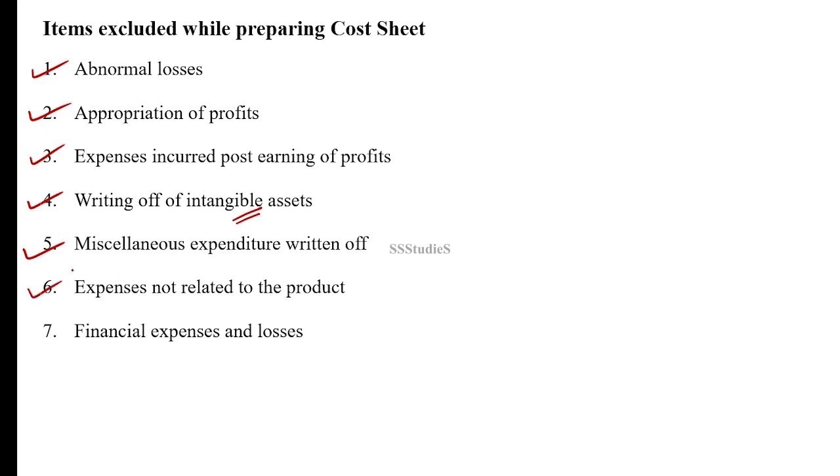We also don't take expenses which are not related to the product. All those expenses that are not related to the product will not be considered in the cost sheet. And then financial expenses and losses are also not included, for example, interest on loans or interest on debentures, provision for bad debts, loss on sale of fixed assets or discount allowed, fines, penalties, damages, legal expenses for any criminal suit. All these are not taken into consideration under the cost sheet.